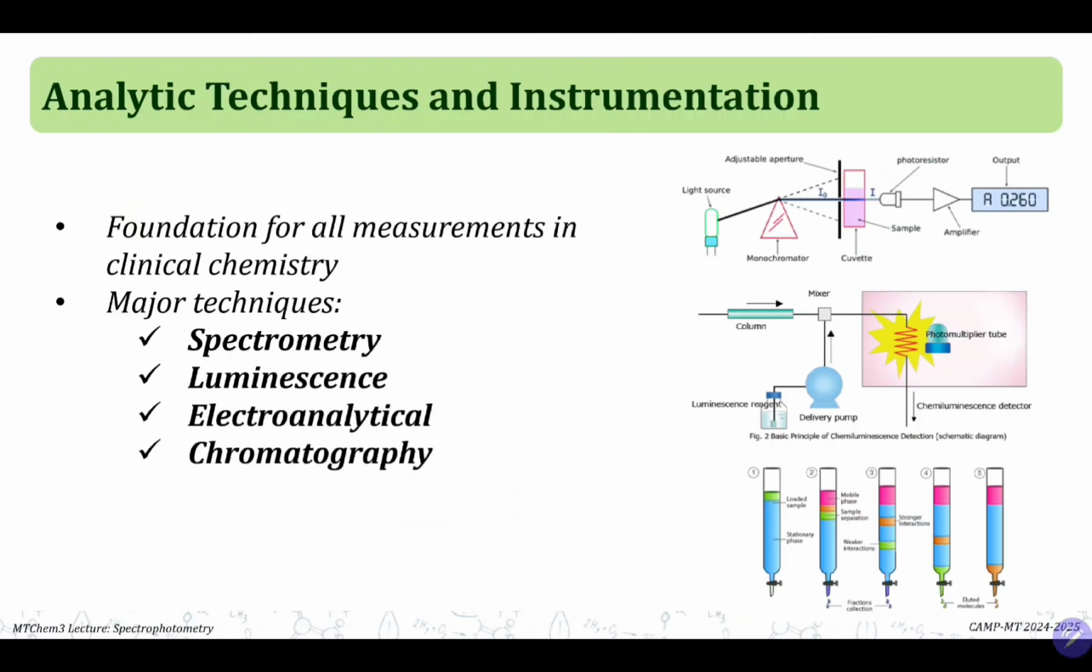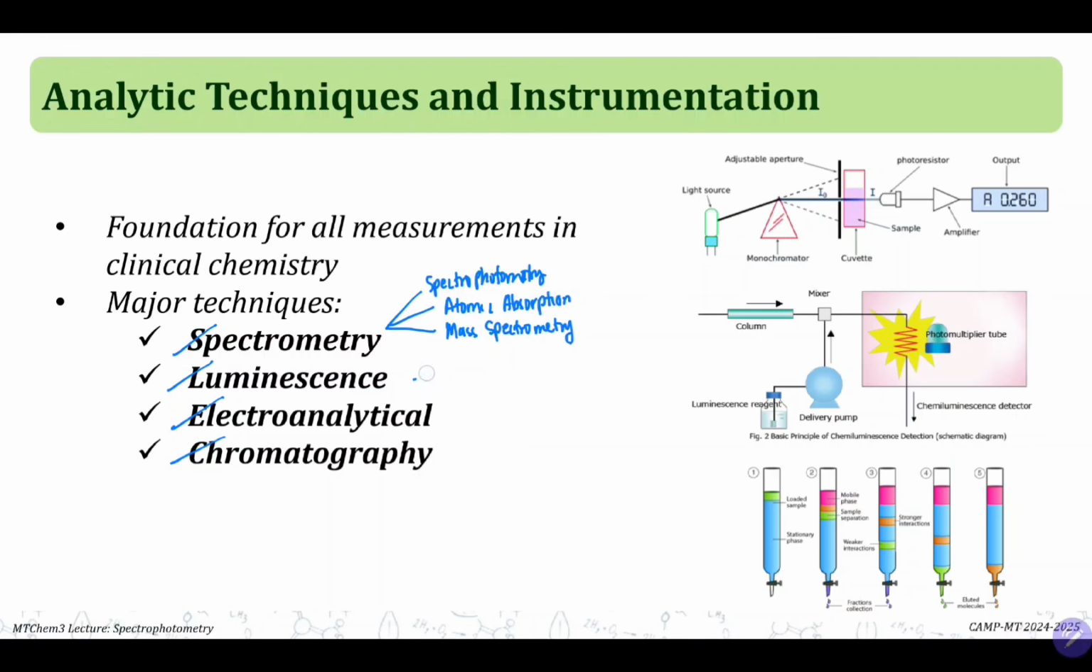Now, when we say analytic techniques and instrumentations, these are the foundations for all the measurements that you would encounter in your clinical chemistry. Under your clinical chemistry, you would be able to encounter at least four major techniques. You have your spectrometry, your luminescence, your electroanalytical methods, and your chromatography. Under your spectrometry are as follows. You have your spectrophotometry, your atomic absorption, and your mass spectrometry.